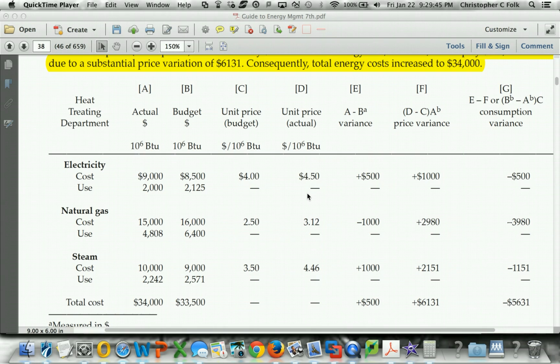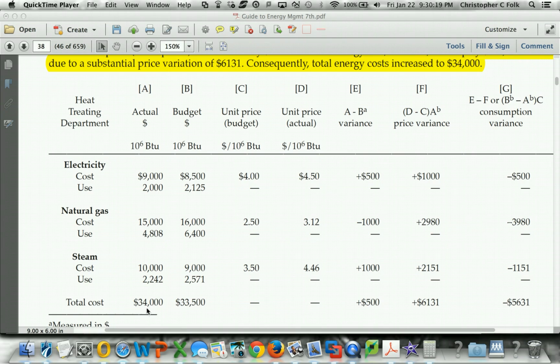Well, the good news on this is that not only were we thinking ahead and coming up with a budget, we were also trying to find ways to reduce the amount of energy use. So notice the budget also includes that they had 2,125 million BTUs of electricity use scheduled. You know, that's what they thought they were going to spend. Well, they found a way to trim it by a significant amount. 125 million BTUs were trimmed off of that. Same thing happened in their natural gas cost and in their steam cost.